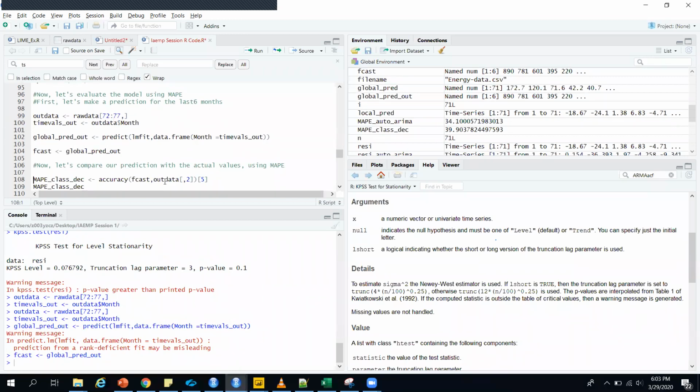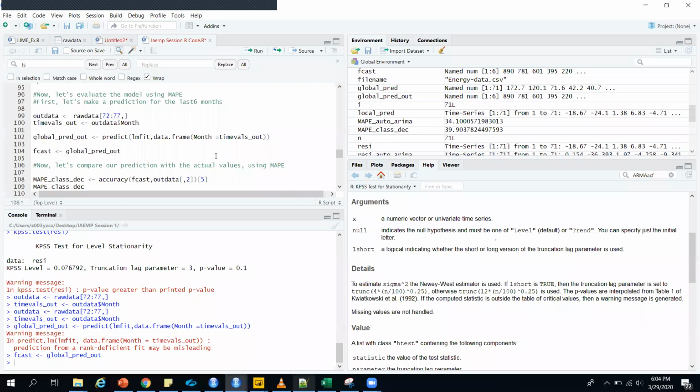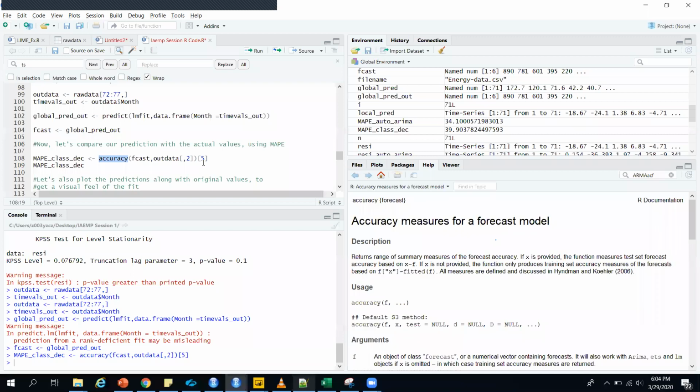Okay, and I'm seeing the MAPE value, like in the Excel. The accuracy of this particular library called forecast is used for checking the accuracy of things. And how does it check the accuracy? It checks with respect to the hidden values. Here I have 6 data points which are hidden, and with that it is calculating the MAPE value. So what I'm getting is somewhere around 39.90.